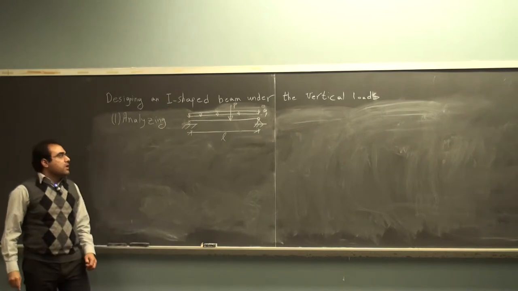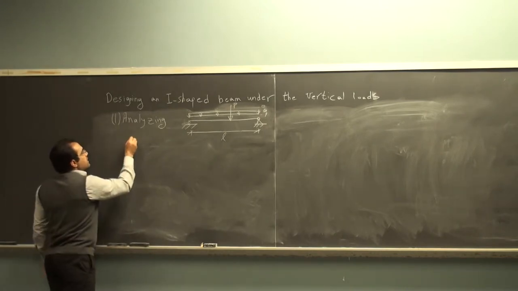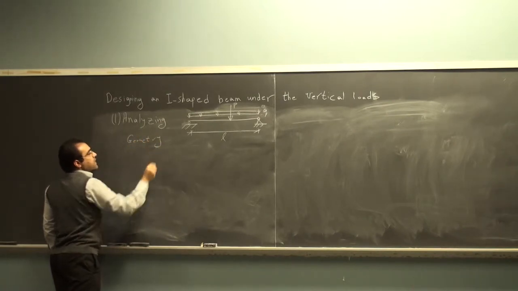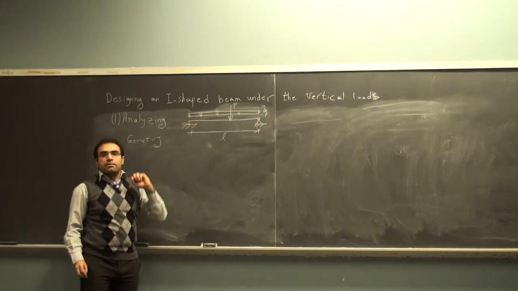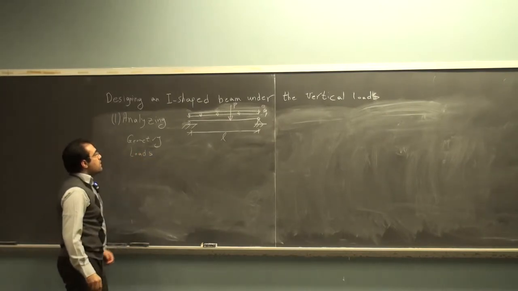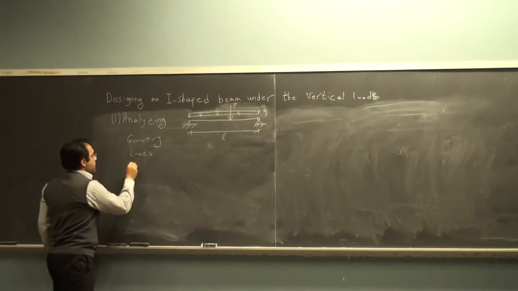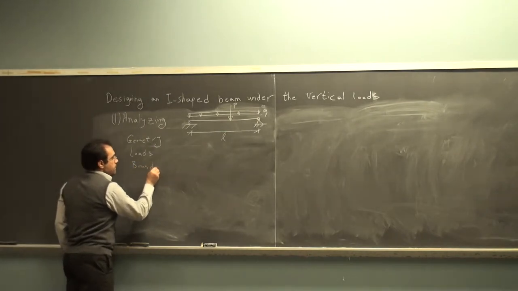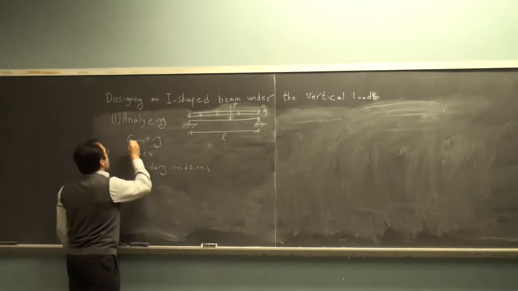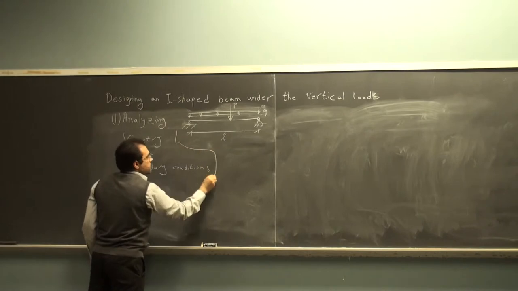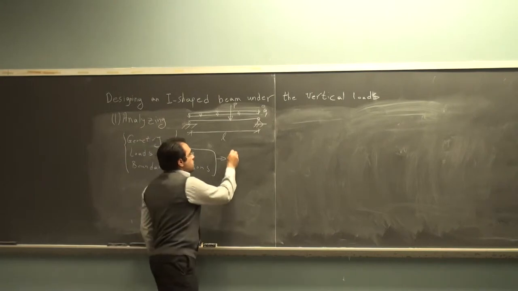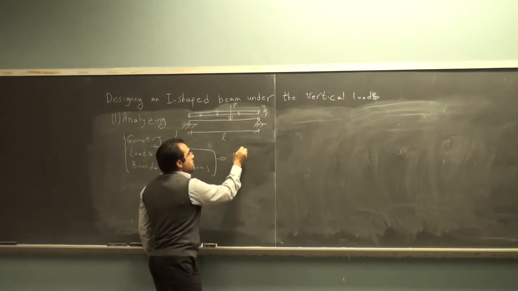Okay, so in the analyzing part, we should have, as I said, the geometry in general, the length and the dimensions. We should have the loads that are applied on the beam. And finally, we should have the boundary conditions. When we have all of these together, we can calculate the maximum moment that is applied on this beam. So the output of this part is the maximum M.